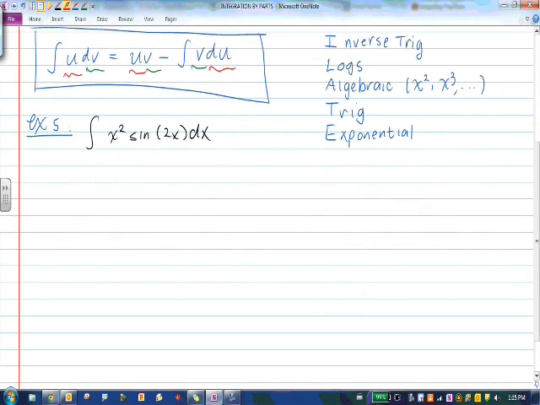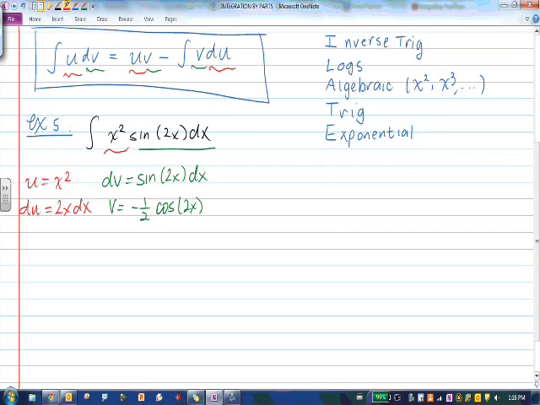Let's take a look at this example. Using ILATE, we're going to let u be x squared, and so du/dx is 2x, so I move the dx, du is 2x dx. By default, dv is what's left over, which is sine of 2x dx, and when you integrate that, you get negative 1/2 cosine of 2x. So if you plug it into the formula, you get x squared as u, and then negative 1/2 cosine of 2x, minus the integral of v du, which is minus 1/2 cosine of 2x, and then du is 2x dx.